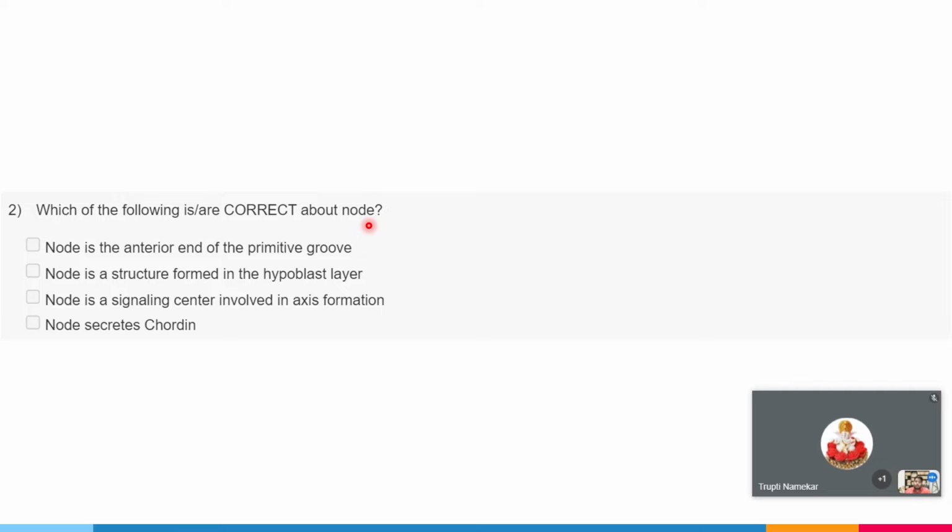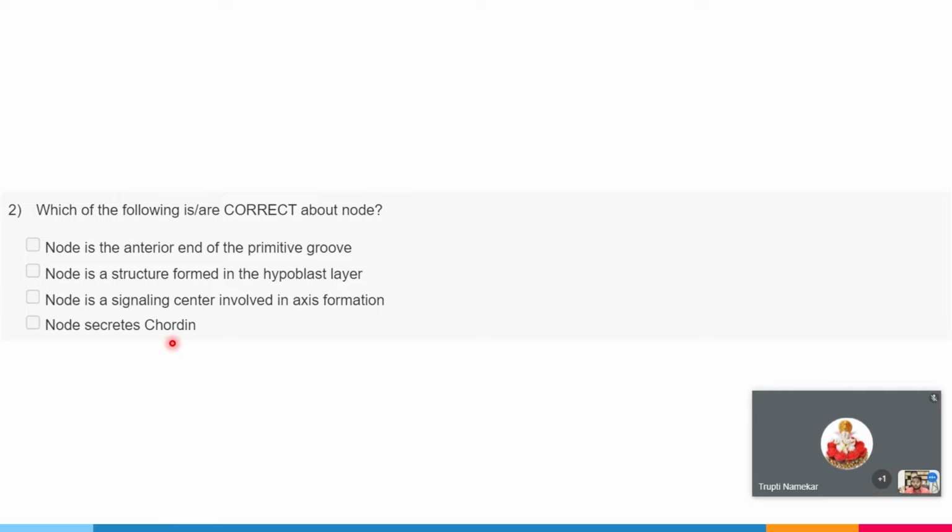So the node is at the anterior end of the primitive streak, and it secretes various molecules and helps in the patterning of the embryo. Which of the following are correct regarding the node? We have four options. The node is at the anterior end of the primitive groove. The node is a structure formed in the hypoblast layer. The node is a signaling center involved in axis formation, and the node secretes chordin.